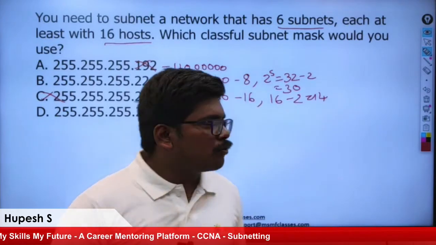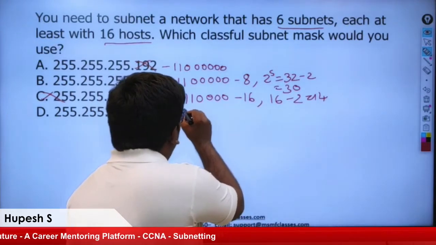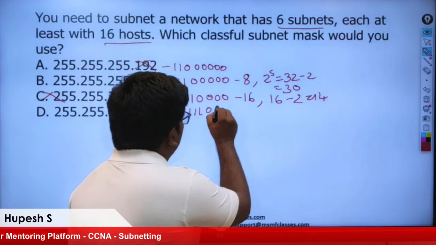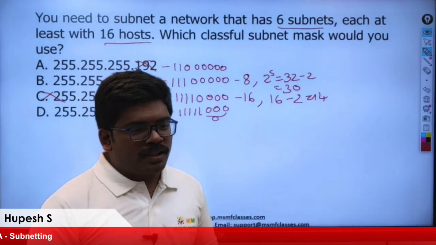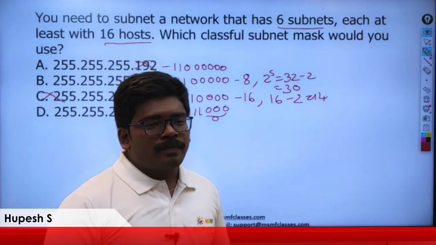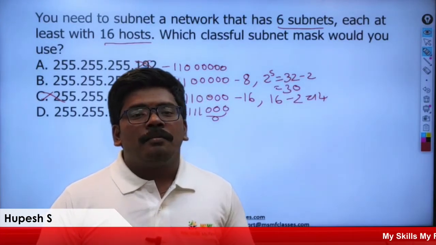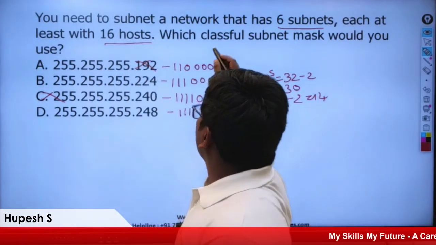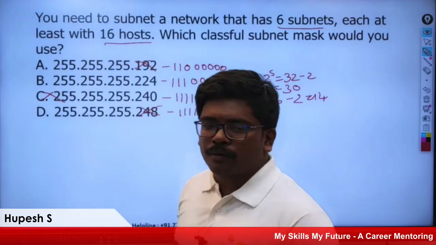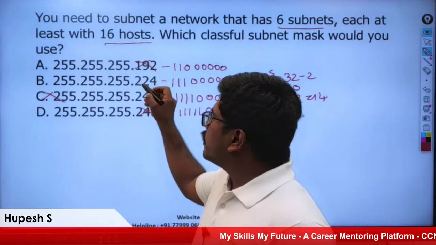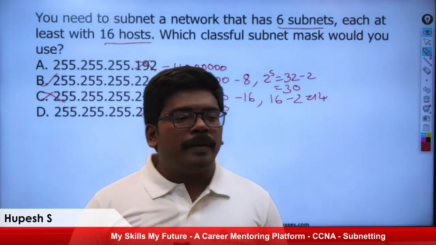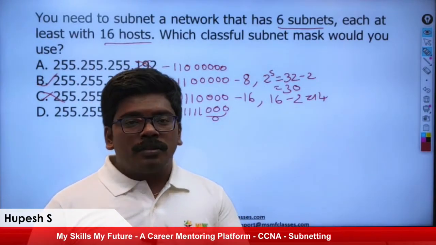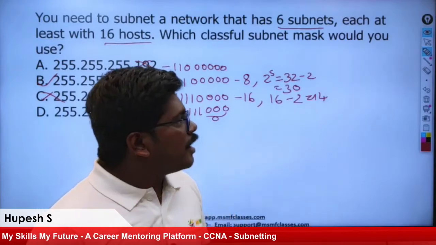And the last one is 248, which is nothing but 5 ones and 3 zeros. So the number of host bits is less than in option C. That means obviously this will not meet my requirement for hosts, so I'm eliminating this also. Now if you observe, only the 224 option, that is option B, is the only one which meets our requirement. So this is one way of solving it. Let's see the other way.